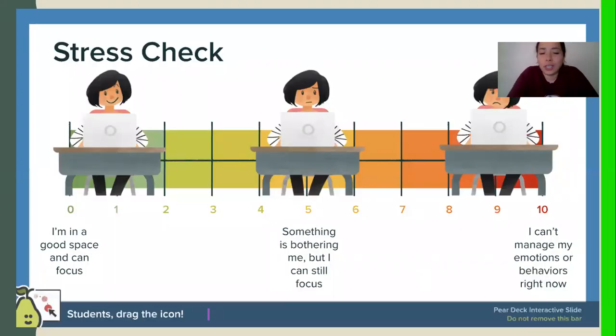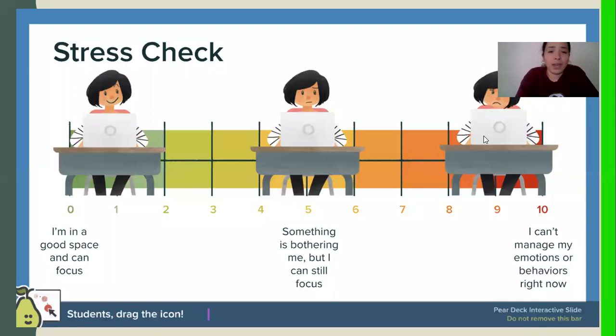So let's do a stress check. In the chat box, I want you to type how you are feeling today from a 0 to a 10. So let's go ahead and type in either 0 or 10, or I'll actually go ahead and unmute you guys and pause the recording really briefly.